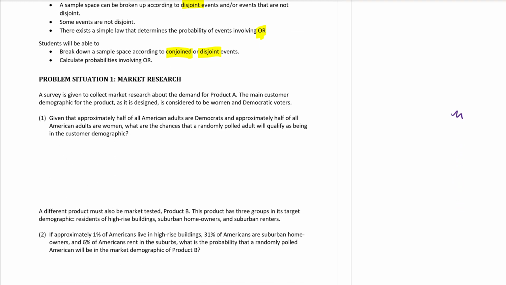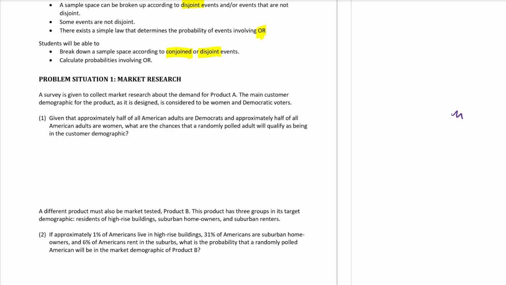We'll begin with the following question. A survey is given to collect market research about the demand for product A. The main customer demographic for that product, as it is designed, is considered to be woman and Democratic voter.